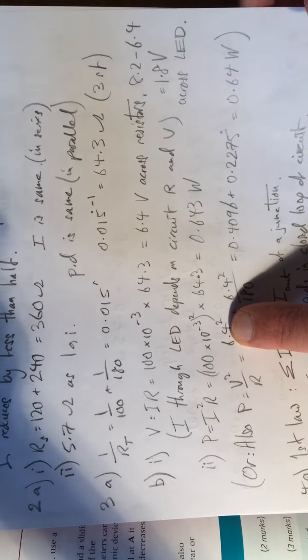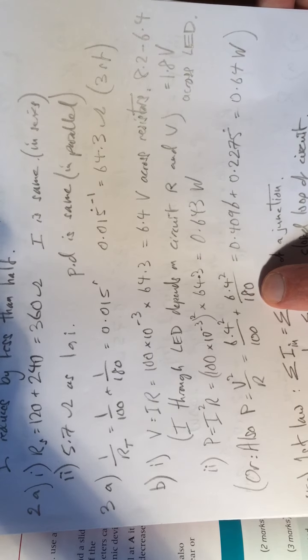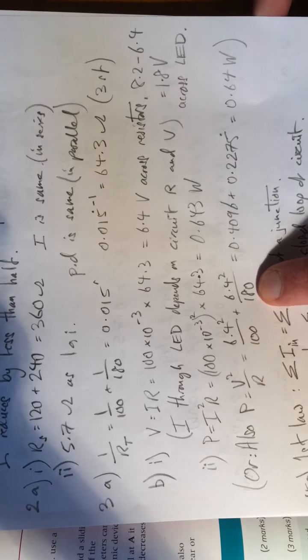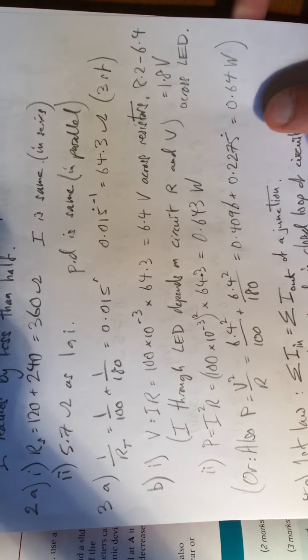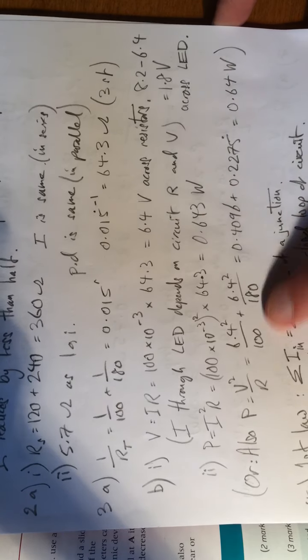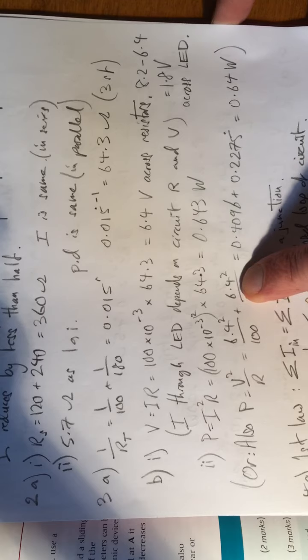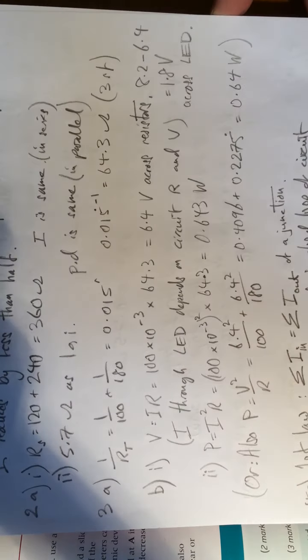The V across the 100 ohm resistor and the V squared across the 180 ohm resistor give us those two numbers, which add up to the same answer as that, to 2 sig figs this time, because my voltage is to 2 sig figs. Let's remember our sig figs, everyone.